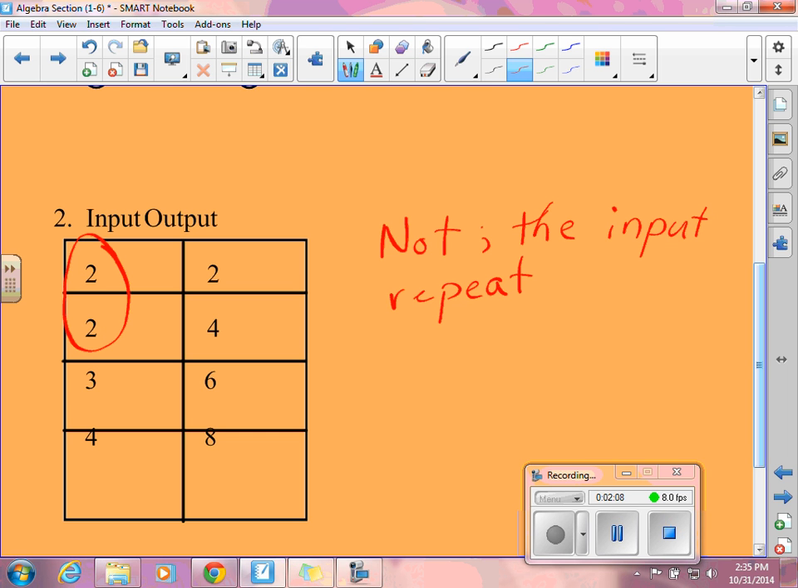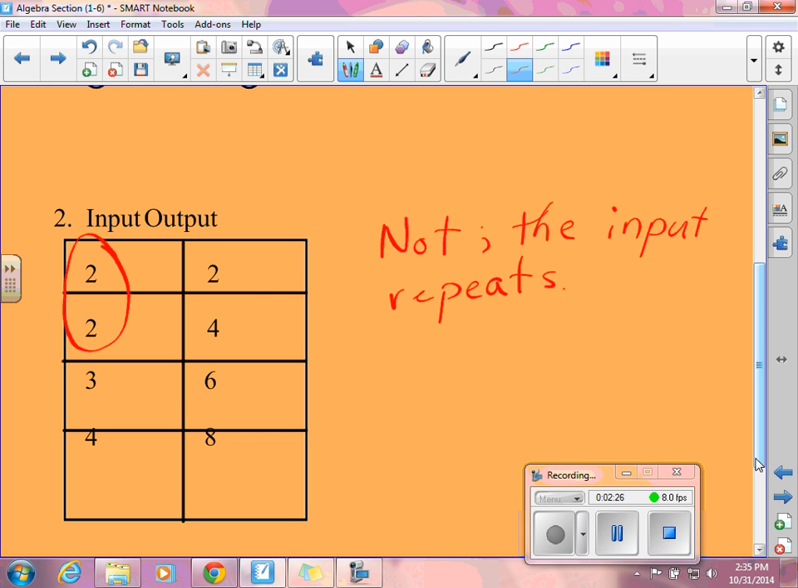Now you can ask me, Mrs. Medvick, why, what's the difference between a function and not a function? Well, a function is just a special type of relationship. It's a special type of equation. And so this particular table is not a function because the 2's repeat in the input.